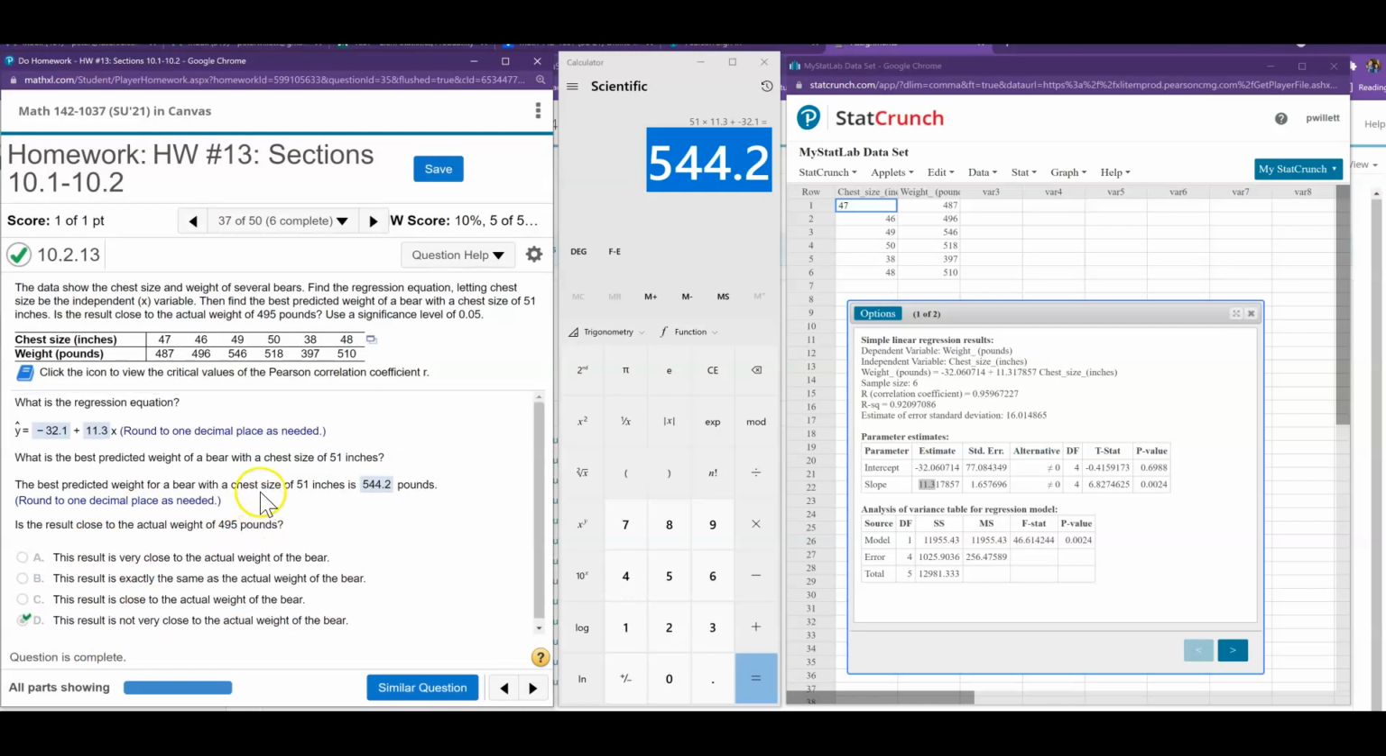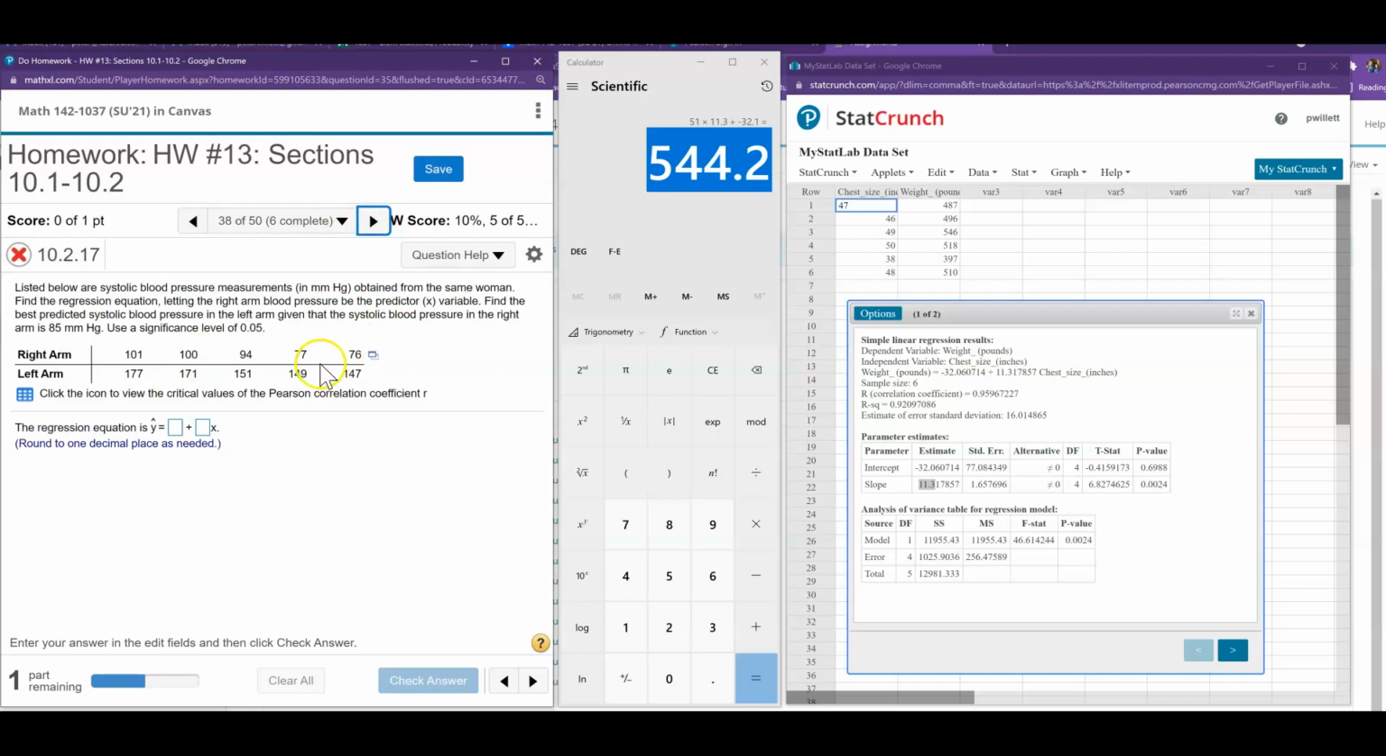Now, let's also take a look at the next problem on the list, because it looks pretty much the same. If I look at this problem, they also give us paired data. They want the linear regression equation. And so let's see how that goes.